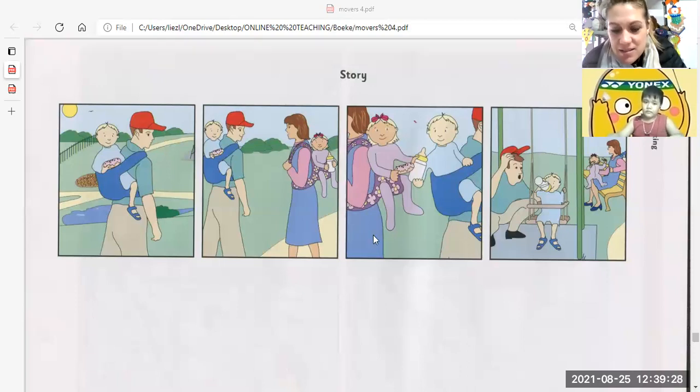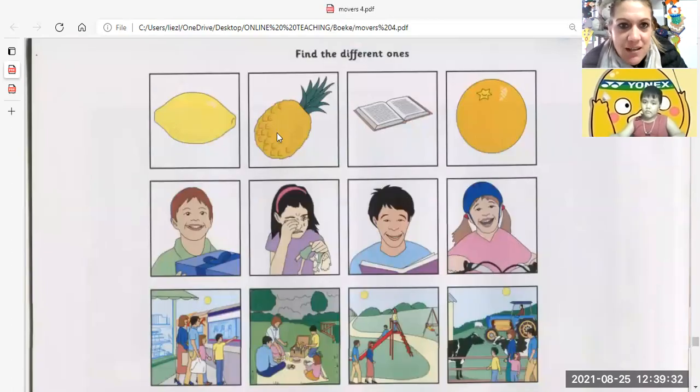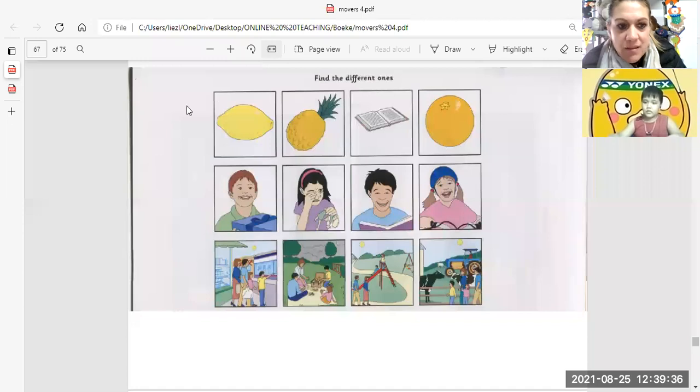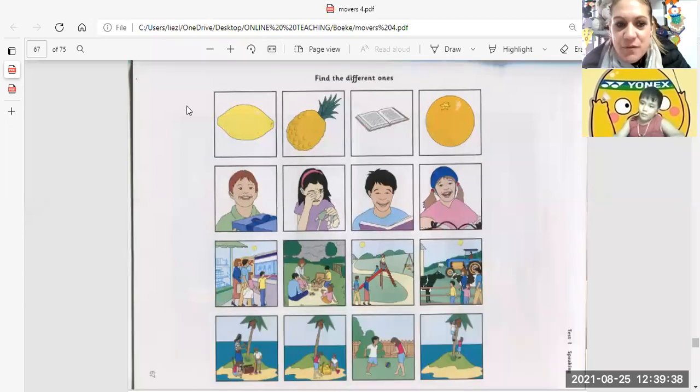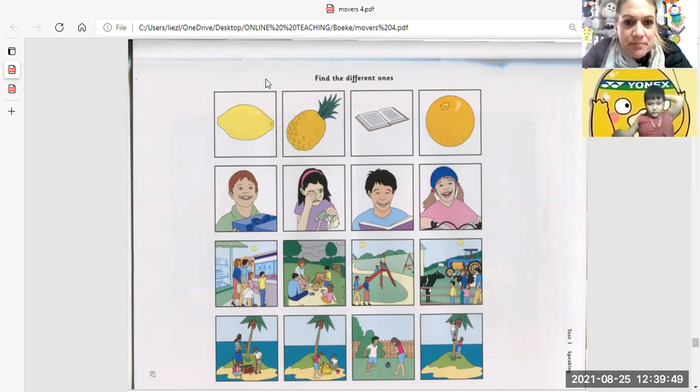Yes, there we go. Much better. Well done. Okay, let's carry on. Now we have to find the difference here. In the first row, what can you see in the first row? Which one is not the same? The ball is different.